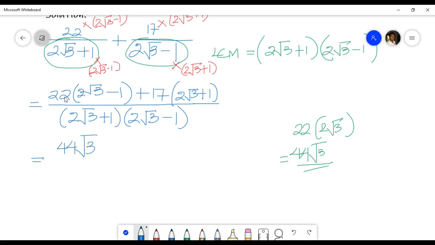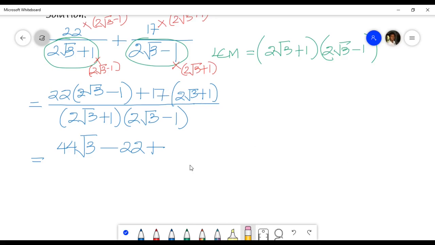Now we'll multiply with the second term in the bracket. 22 into 1 will be 22. Right? So we got it as 44 root 3 minus 22 plus. Now let's see the second set of terms. Let me erase the rough that I have done.